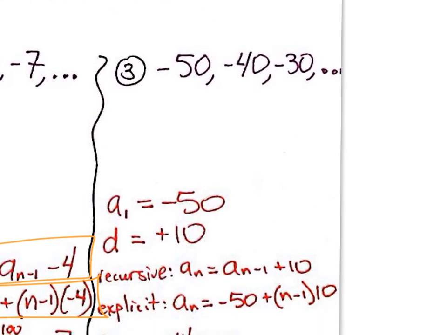And lastly, maybe you got this already. First term, negative 50, so a sub 1 is negative 50. Common difference between them is plus 10. So we can say the recursive formula, any term is equal to the previous term plus 10. Explicit formula, any term is equal to the first term plus n minus 1 times 10. And you could again distribute as well.